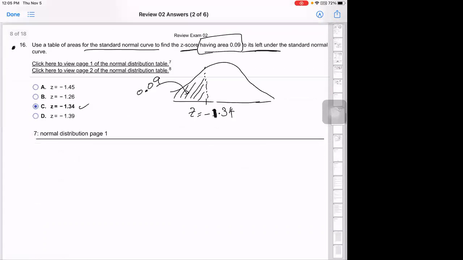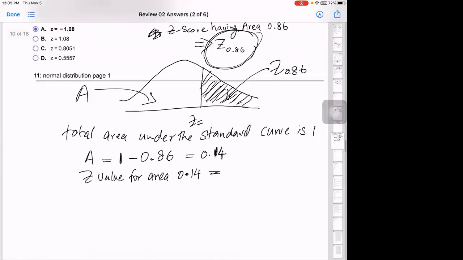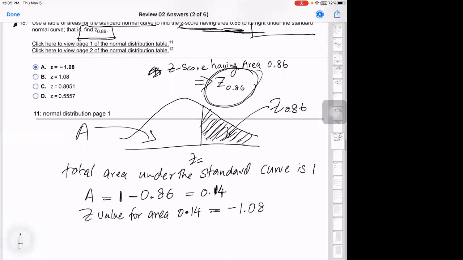We are talking about question 8. Yes, so the answer is C value for area 0.1414 is negative 1.08. This is the answer. This is how we deal with given areas.